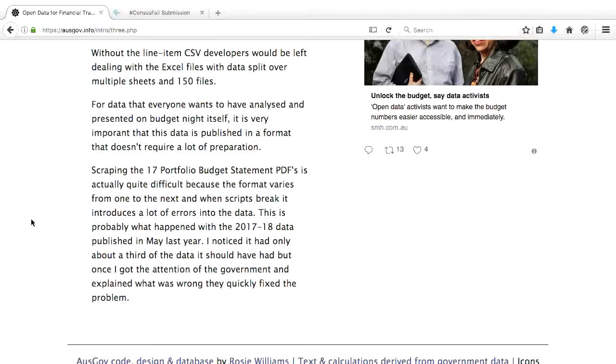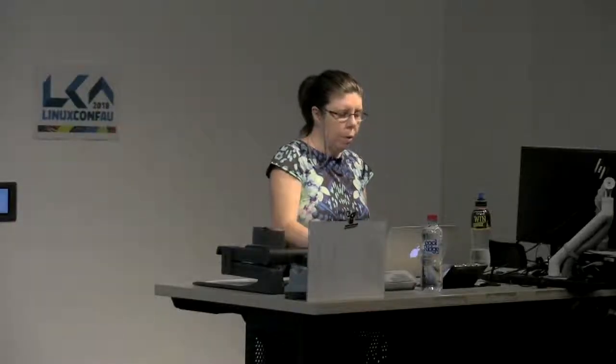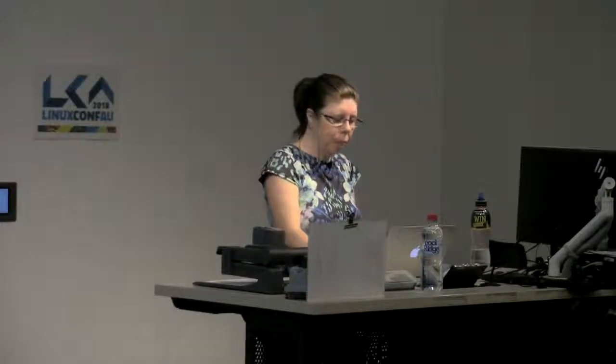Scraping the 17 budget portfolio statement PDFs is actually quite difficult because the format varies from one to the next. And when scripts break, it introduces a lot of errors into the data. This is probably what happened with the 2017-18 data published in May last year. A couple of weeks after it was put out, I wasn't working with it at the time. I've just done this project more recently. I noticed it had only about a third of the data it should have had in the budget CSV.